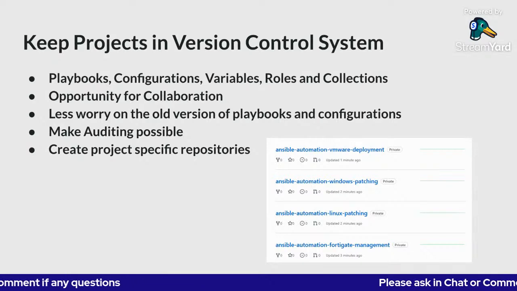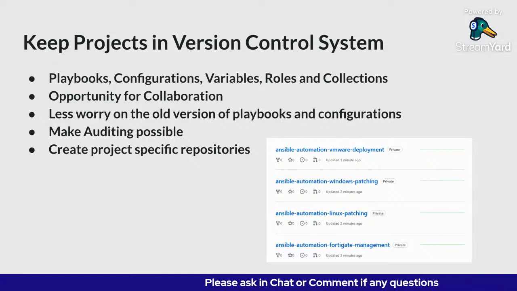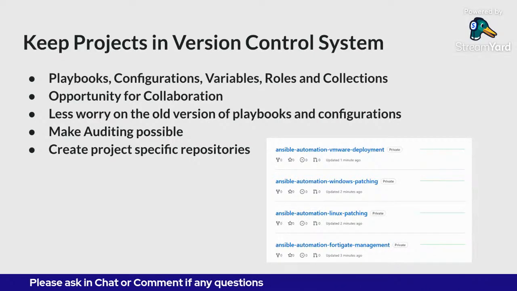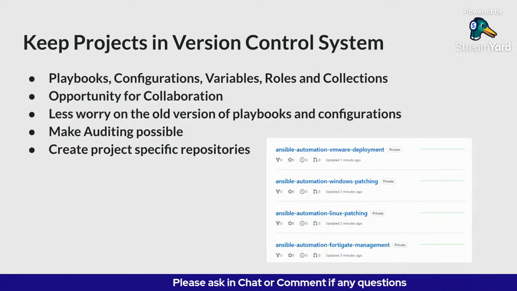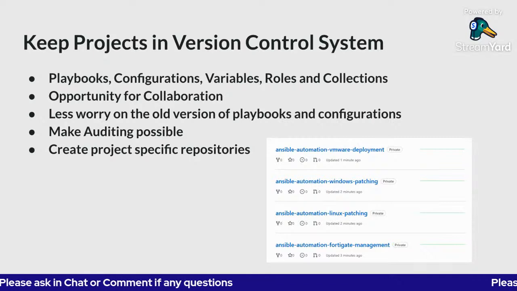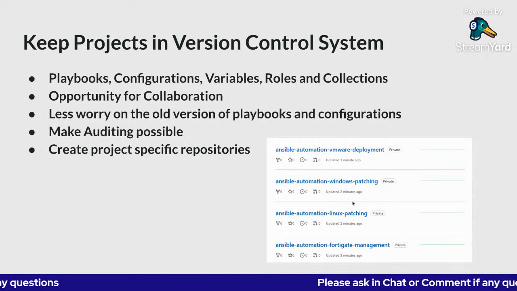Then you have less worry about backing up old versions of playbooks, because the version control system always has versioning. If you make a mistake, or you change something and it's not working, no need to worry because you have the old version to go back to. It also makes auditing possible, and always practice creating project specific repositories. On the screenshot you can see different repositories for different projects.